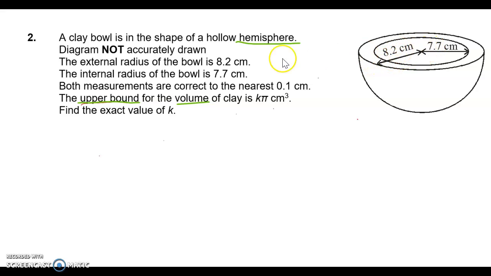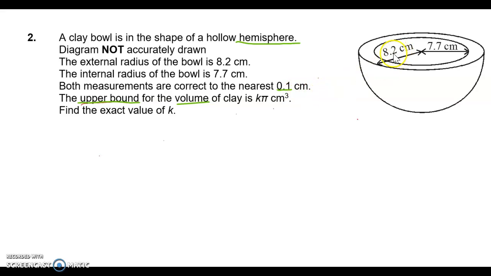If this was a straightforward question, you'd work out the volume as if it wasn't scooped out, then work out the volume of the scooped out bit using the 7.7, and then take them away. We are actually going to do that, but the numbers we're going to use are slightly different from 8.2 and 7.7. The difficulty here is that both measurements are correct to the nearest 0.1.